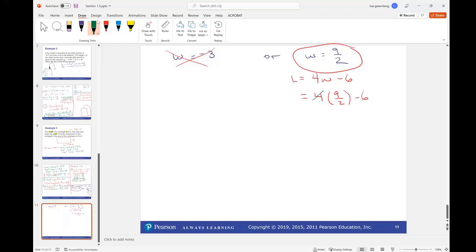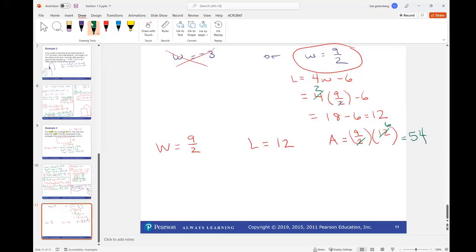I can cancel my 4 and 2 and get 2. So now I have 2 times 9 is 18 minus 6 equals 12. So I know my width equals 9/2. My length equals 12. Let's make sure when I multiply them together, I get 54. So my area would equal 9/2 times 12. Again, I can simplify first by saying 9 over 2 is 6. 9 times 6 is 54, so that worked.